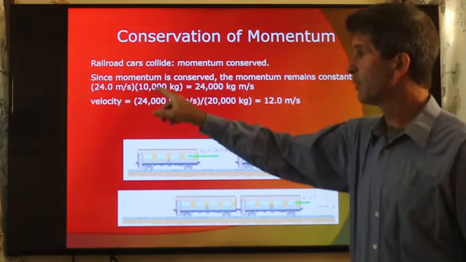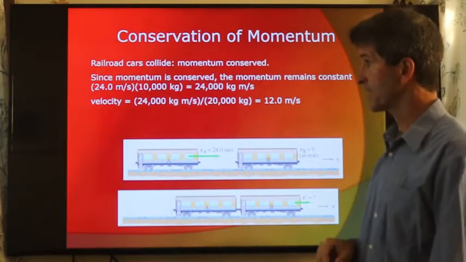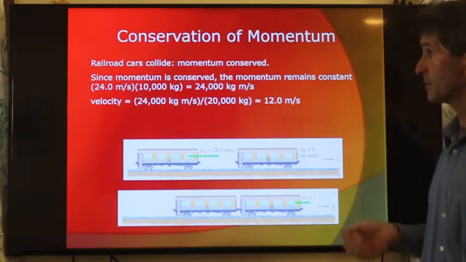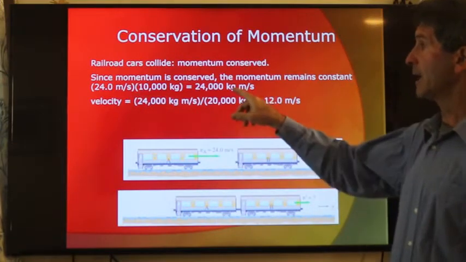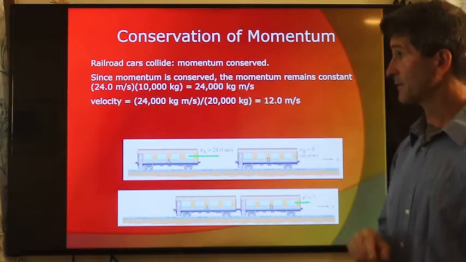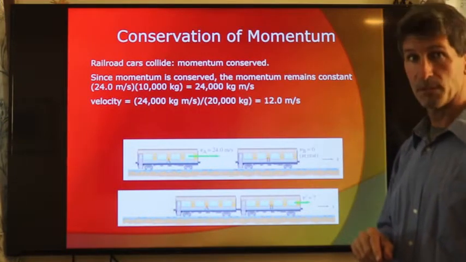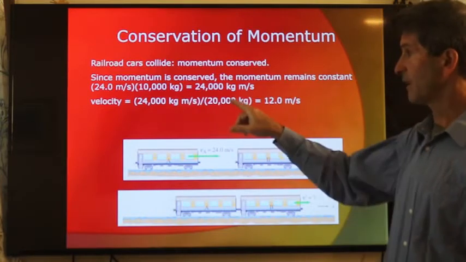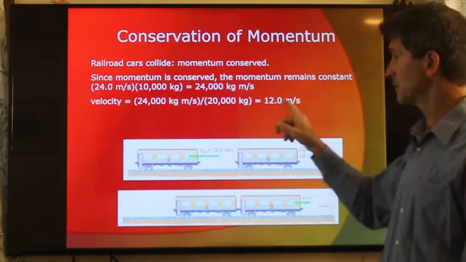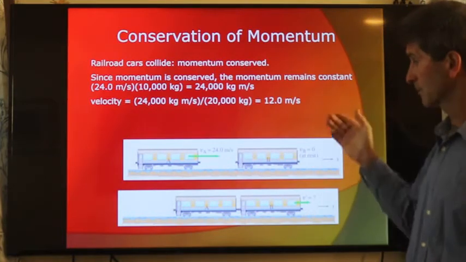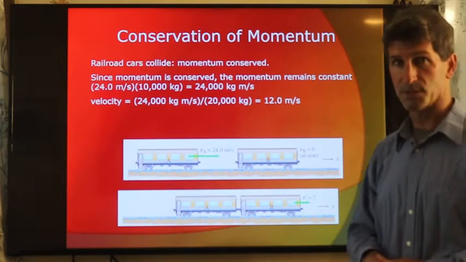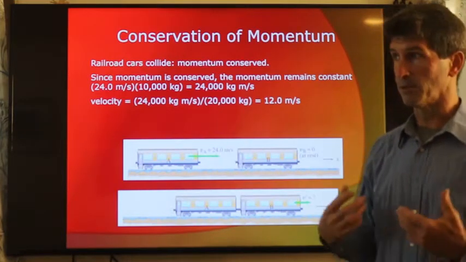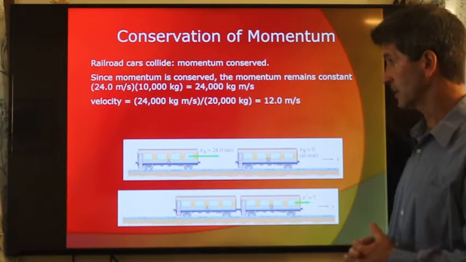Here's the momentum before. Let's say that first car A was 10,000 kilograms. 10,000 times 24 is 24,000 kilogram meters per second. And after the two lock up, they still have to have 24,000 kilogram meters per second. I take the momentum, divide it by the mass, it gives me a velocity, and sure enough, after the collision, the second car is only going 12 meters per second. Yeah, it's really simple. We used two identical masses, so the calculations were really quite trivial.